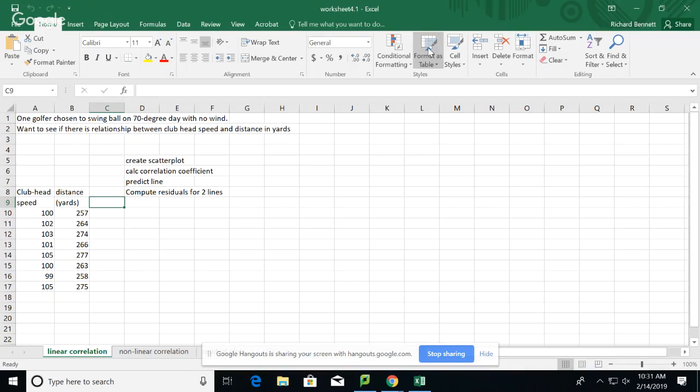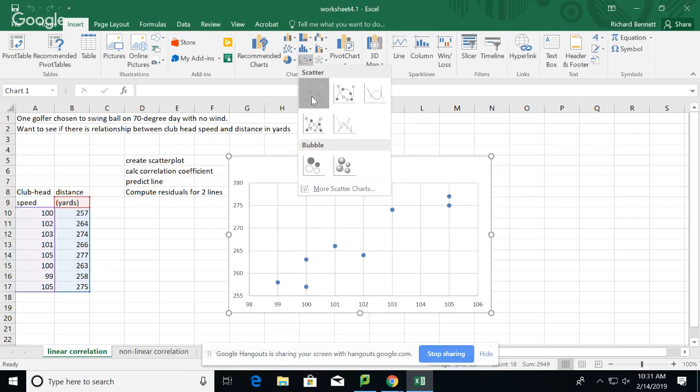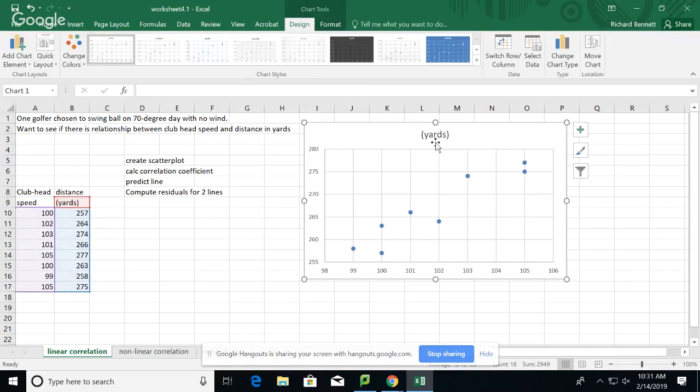How about Tanner? Can you tell me how to make a scatter plot? Just highlight all the data. Highlight the data here. Then you go to Insert, and go over to the dotted Scatter plot. All right, so let's finish our chart. We need to label this properly. How do I label it?